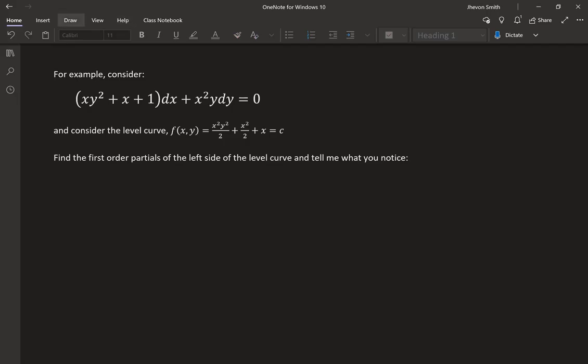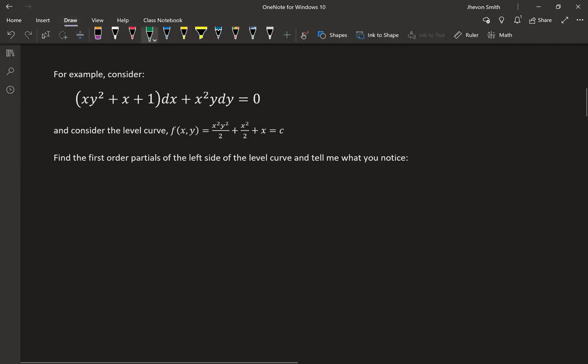And consider is, of course, the scariest word in all of mathematics. Whenever your math book says consider, you kind of know that someone's going to just pull something out of a hat that comes from nowhere, and you're going to think, what? How did they get that? So consider, it's very scary. Okay, so we have a differential equation here, and I want you to consider this level curve. And we're going to say, find the first order partials of the left side.